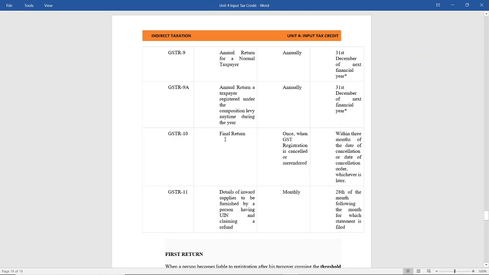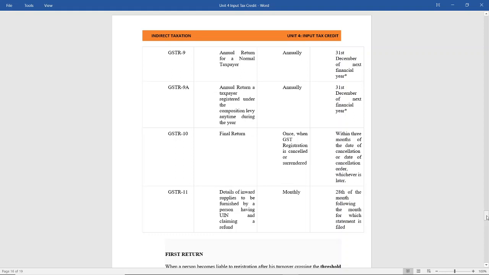GSTR 10 is the final return. Final return means suppose you want to close down your business and you have applied for cancellation of your registration. Once you apply for cancellation of your registration, there is a final return, the last return that you will be filing. So it is GSTR 10. It is to be filed within 3 months of the date of cancellation or the date of the cancellation order, whichever is later. GSTR 11 is for details of inward supplies. It is to be furnished by those persons who have a UIN. Again it is monthly, and the due date is the 20th of the month following the month for which the statement is filed.